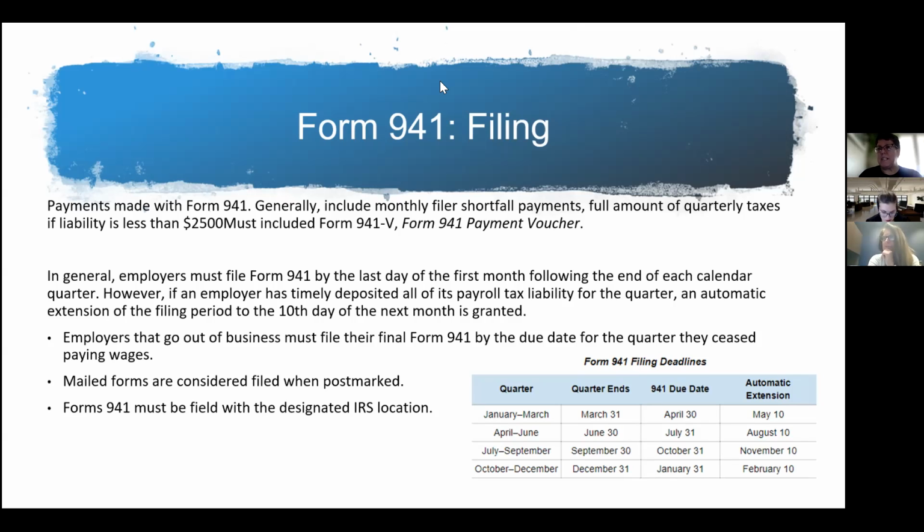So when I got to the end of the quarter, if I didn't have my 941 done by the end of the month, like say in the first quarter, if I didn't have it done by April 30th, I had 10 more days, to May 10th, to file that 941. Are there any questions on that? Okay.